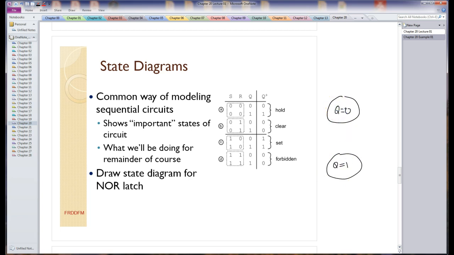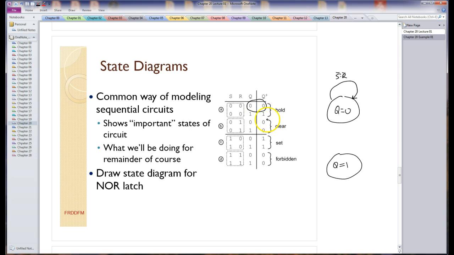So this is somewhat arbitrary. I can make Q equals 1 up here and Q equals 0 down there. It doesn't really matter. But what I need to do is represent these state transitions. So there's the states. It's a 1-bit storage element. It's memorizing 1 bit. Here's a 0 to 0 transition, and I'm going to represent that with an arrow. The conditions on this transition are S bar, R bar.